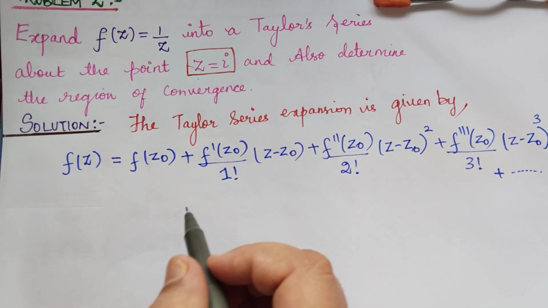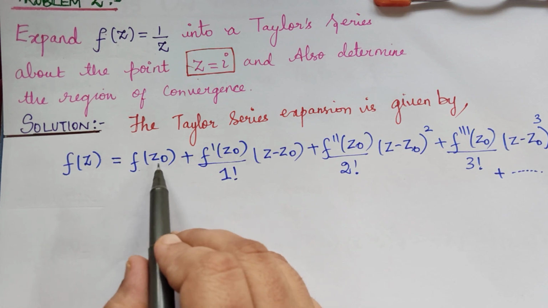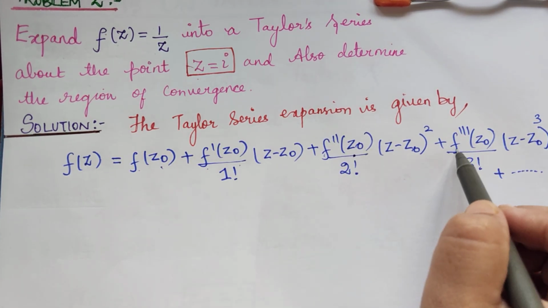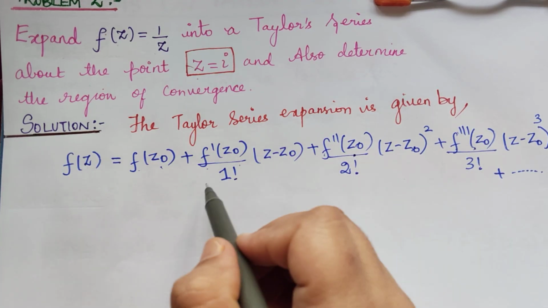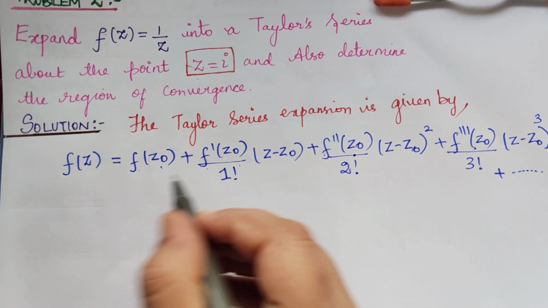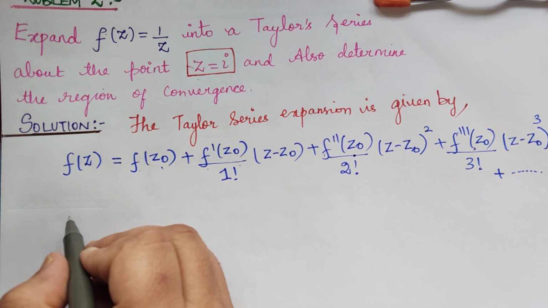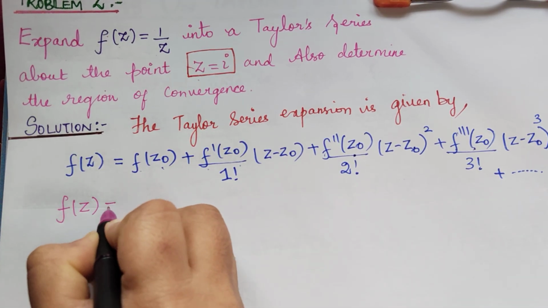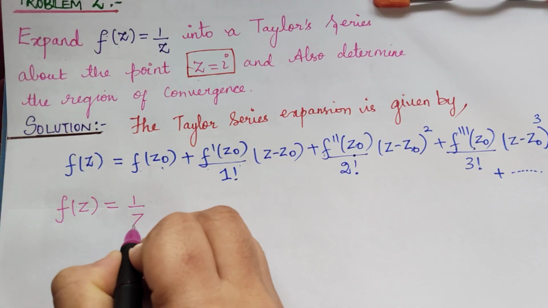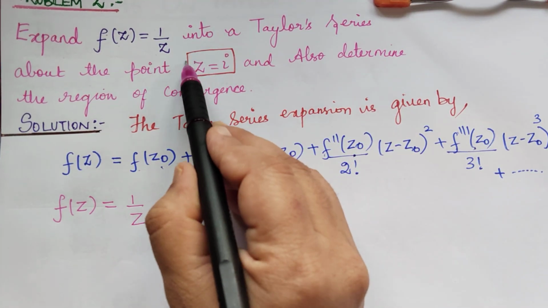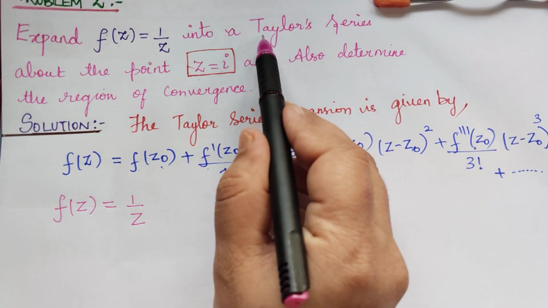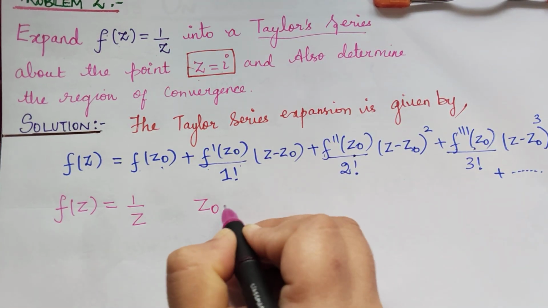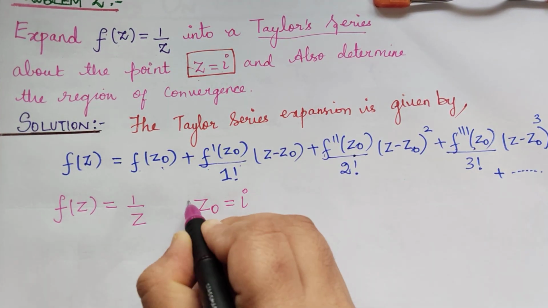Next we have to find f of z naught, f dash of z naught, f double dash of z naught and f triple dash of z naught, and substitute over here. Here the given f of z is 1 by z, and this is about the point z equal to i. We have to find the Taylor series, so that gives us the point z naught. So z naught is equal to i.